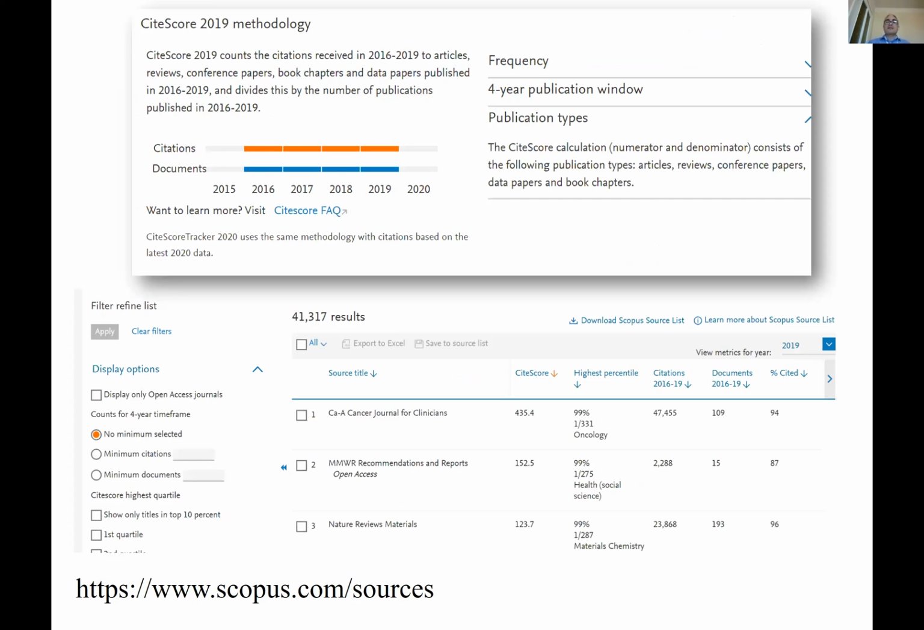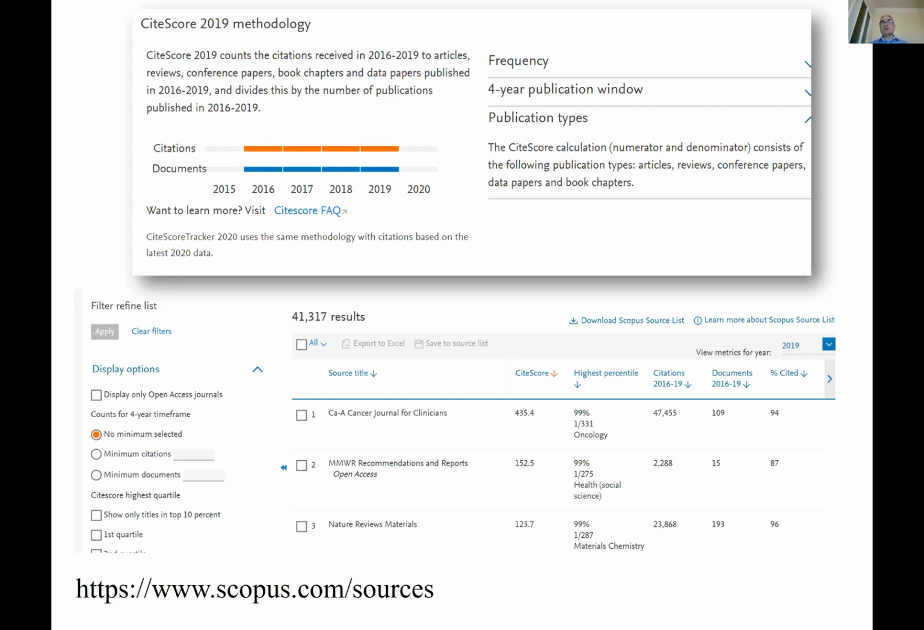This year, Scopus introduced new citation metrics based on a 4-year publication window. And it's important to know that nowadays Scopus considers different types of articles in the numerator and denominator. So they consider research articles, review articles, conference papers, and book chapters in both the citations part and the documents part. So, a 4-year window.